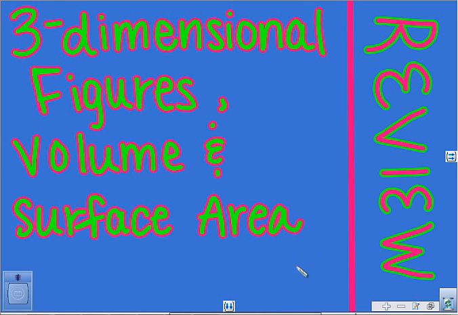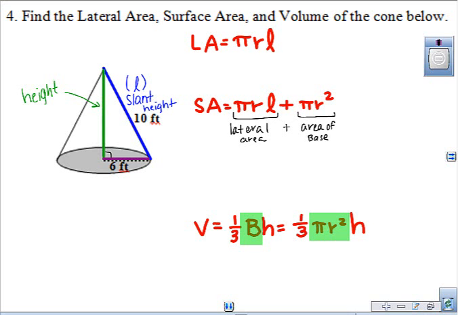Alright, this video is going to review the three-dimensional figures and volume and surface area. Here on number 4, you're asked to find lateral area, surface area, and volume of a cone. Formulas are already written out here for you.